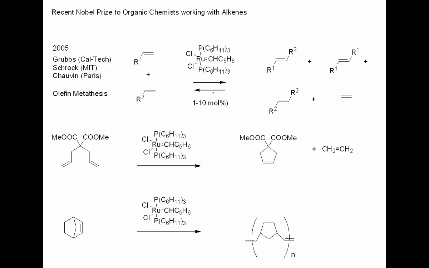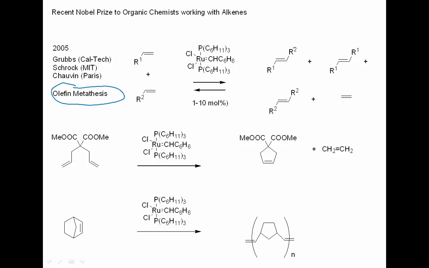Okay, this is the last slide here. Anytime that there are recent Nobel Prizes awarded for something, I like to talk about them. If we look at recent Nobel Prizes for alkene chemistry, in 2005 we had a Nobel Prize for this reaction here, which basically isomerizes the ends of an alkene, and this is called olefin metathesis.